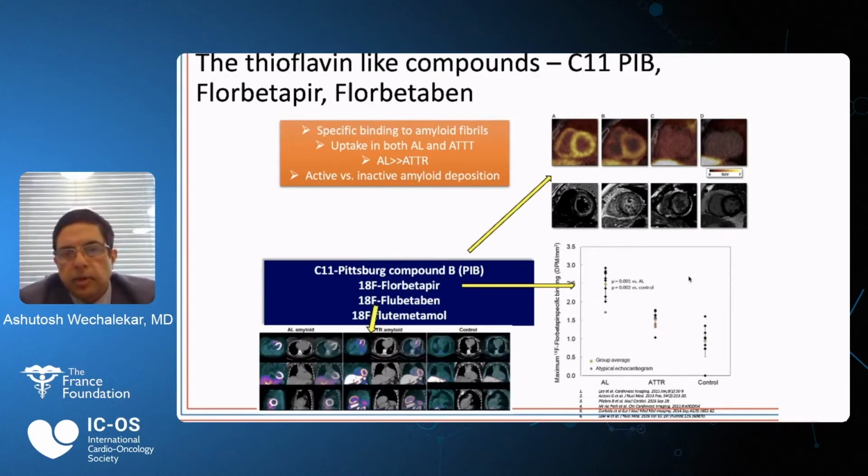This was a study by Sharmila Dorbala and colleagues from Boston, and you can see on the dot plot on the right-hand side that the uptake was much greater in patients with AL using florbetapir compared to ATTR compared to controls. And at the bottom is a series of scans with florbetaben, which is a similar tracer, showing cardiac uptake in patients with AL amyloidosis. Next slide, please.